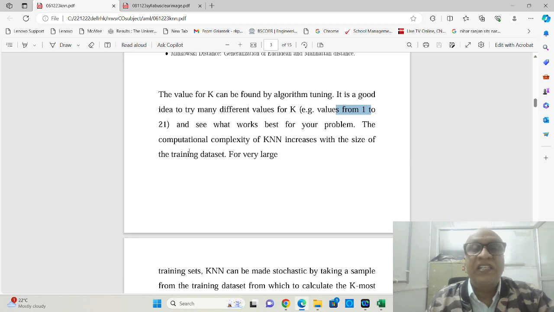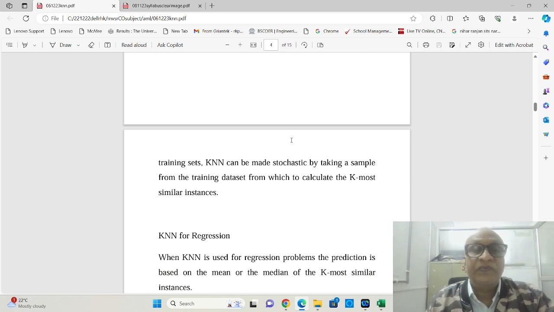As the training data size increases, the complexity increases. If the training data sets are huge, KNN can be made stochastic, as in you take some sample from that.